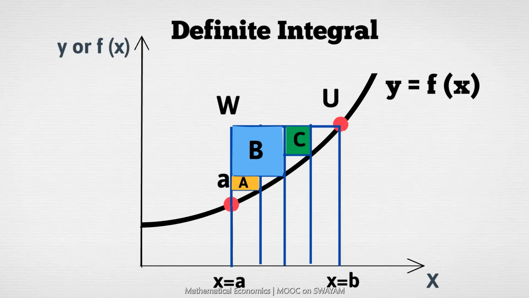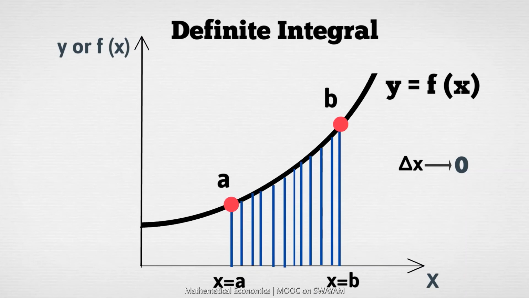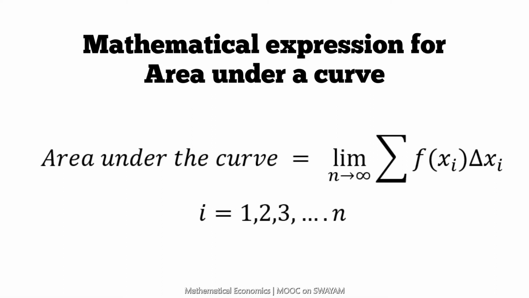In mathematical language, we may say that as the change in x tends to 0, the sum of the area of infinite rectangles will tend to the area under the curve. Note that delta x tends to 0 and is not equal to 0. This means that change in x is infinitely small. This situation may be mathematically expressed like this.